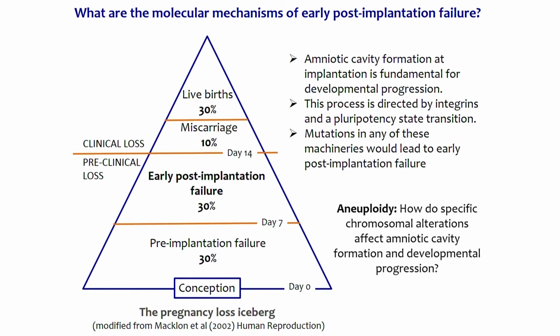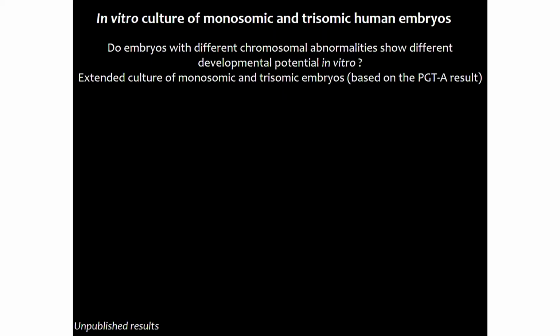But I promised a bit of genetics, and this comes now. So aneuploidy, we know, is one of the major limitations of assisted reproduction. So we decided to address how a specific chromosomal alteration could affect amniotic cavity formation and developmental progression. The approach that we followed was to culture in vitro human embryos with specific aneuploidies, specific monosomies or specific trisomies. And the question we were asking was, do embryos with different chromosomal abnormalities show different developmental potential in vitro? And just to say that the genetic result is, of course, based on the PGT-A.